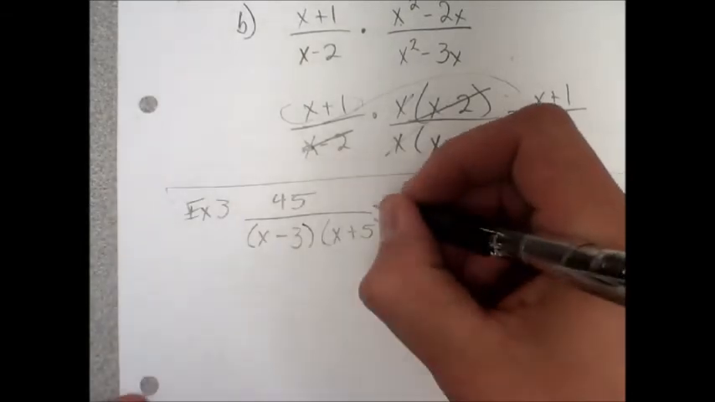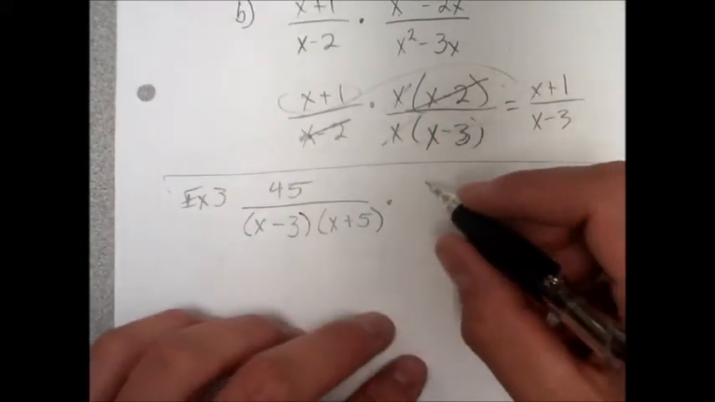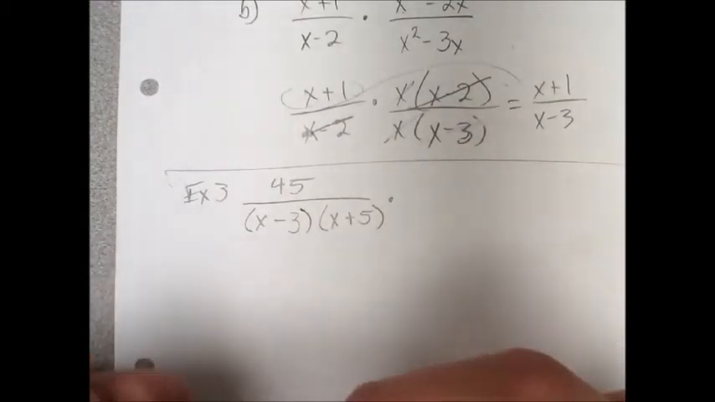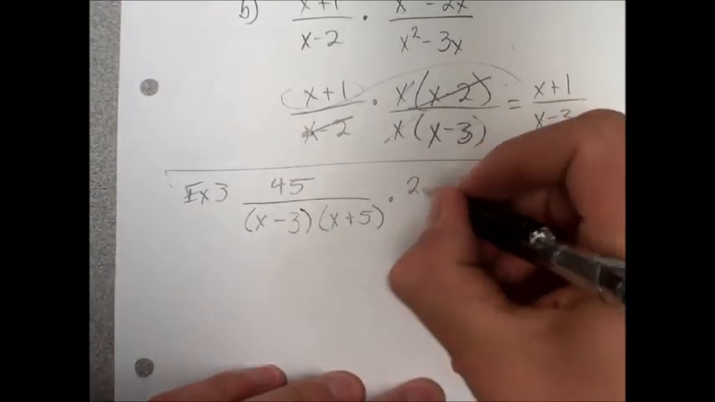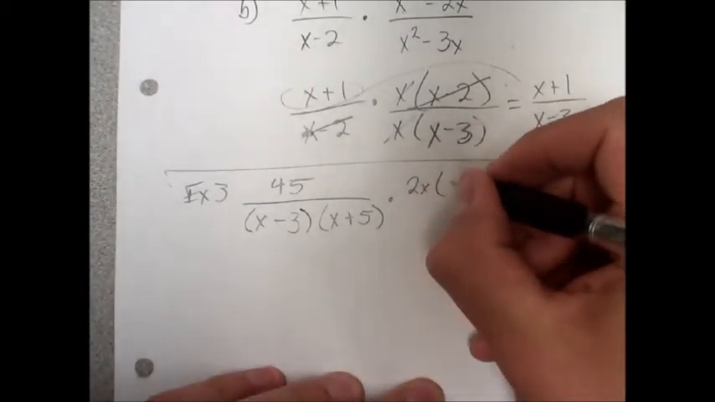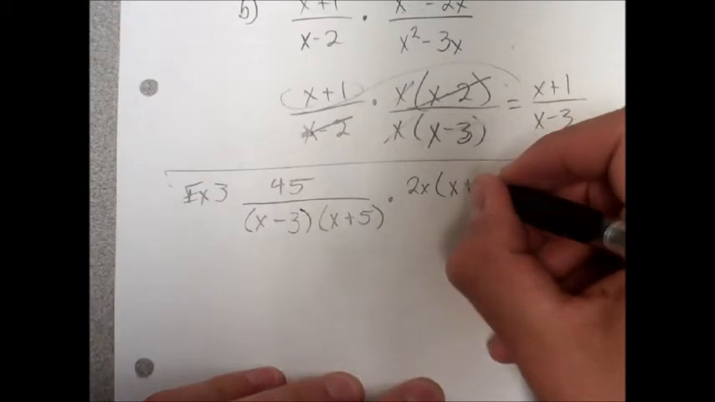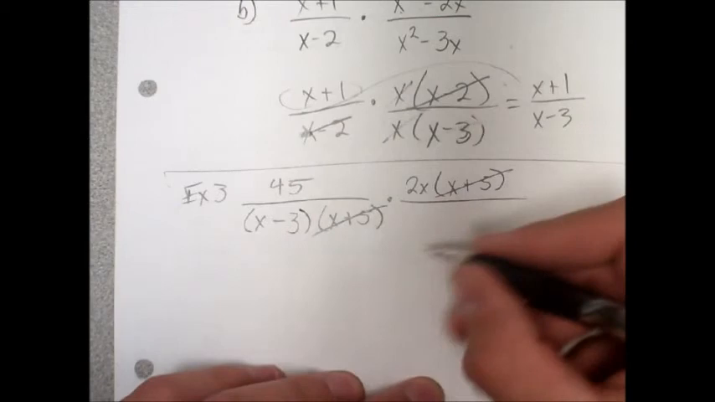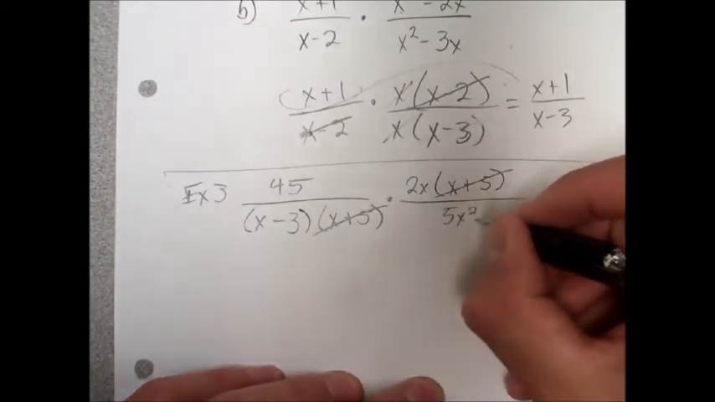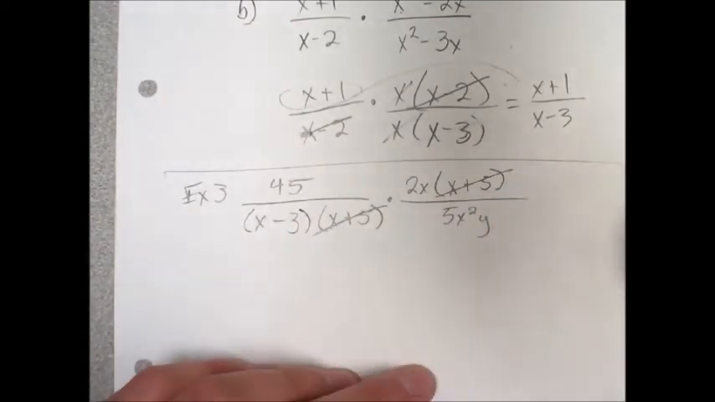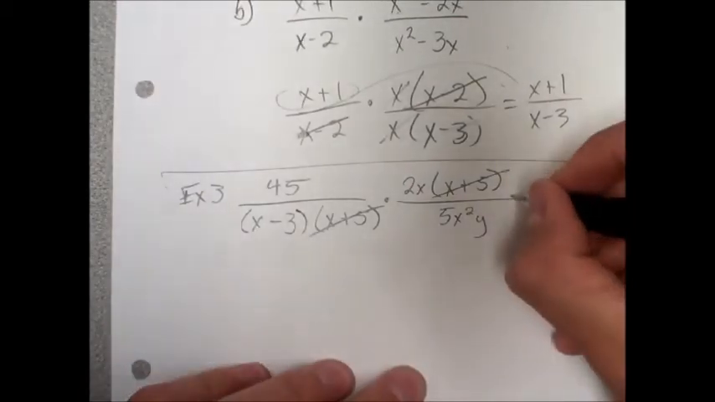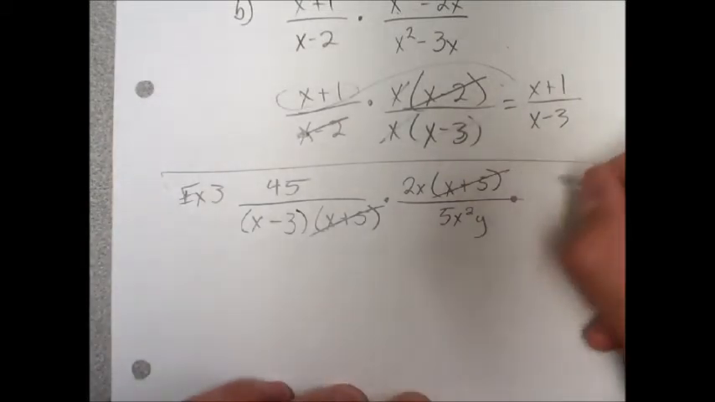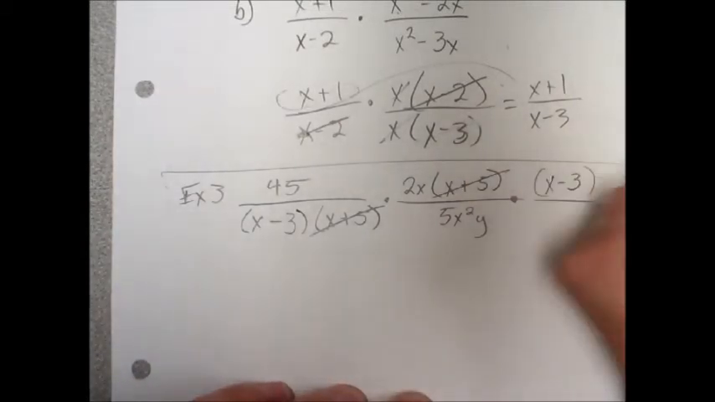Multiplied by. Up top, I have 2x squared plus 10x. What can I factor out of that? I can factor out a 2x. So 2x gets factored out. I'm left with an x plus 5. Nice, because that cancels. On bottom, I'm left with 5x squared y, which doesn't do me any good right now. Okay, and instead of writing divided by, I'm going to write multiplied by, and I'm going to go ahead and write the reciprocal, x minus 3 over 1.